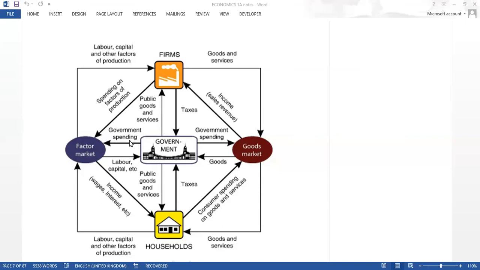So when you're talking about the government in an economy, we're now talking about economic systems. In an economy without government intervention, we refer to that as a free market economy. A free market economy simply refers to an economy where the forces of demand and supply determine what is to be produced, how much is to be produced, and for whom it is supposed to be produced.